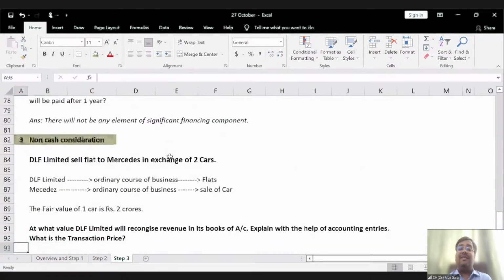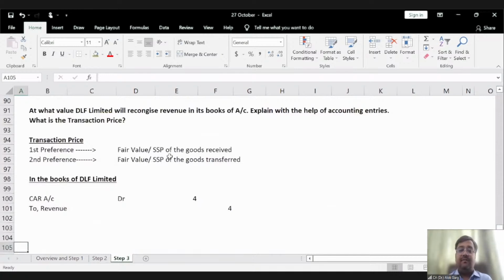When we discuss non-cash consideration, the entity is providing some promised goods and services, delivering the performance obligation, but the entity is not getting cash, the entity is getting some goods and services in return. This is an example of non-cash consideration, right?